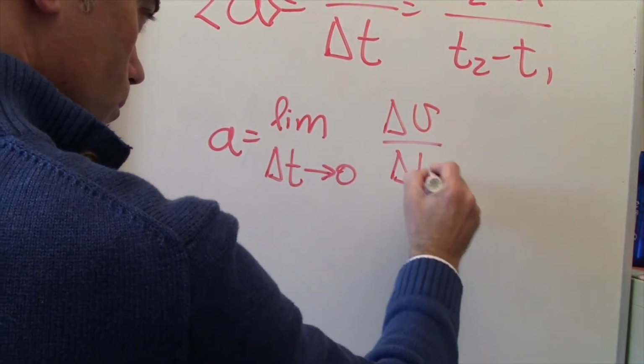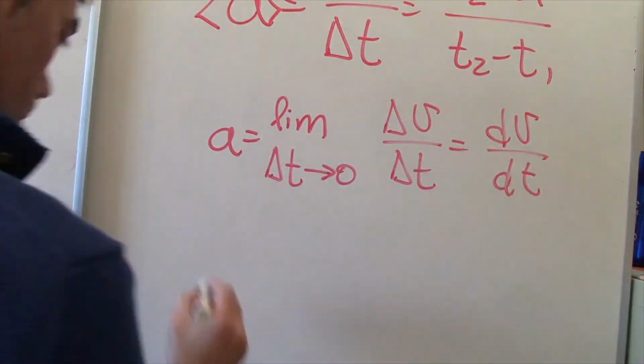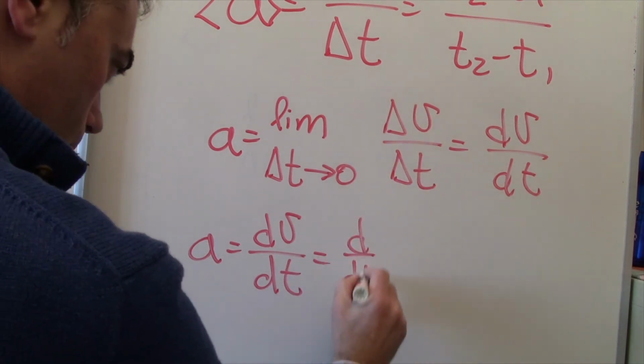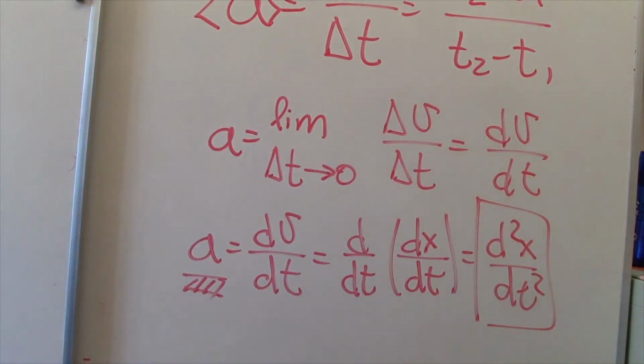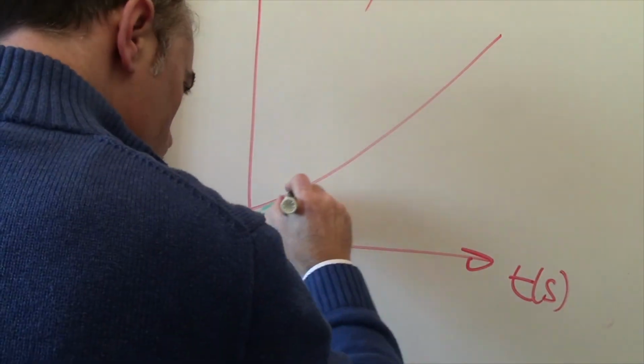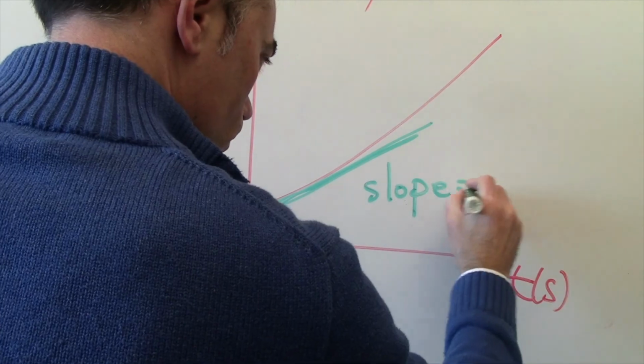Just as with the definition of instantaneous velocity, the instantaneous acceleration is the derivative of the velocity with respect to time, or the second derivative of the position with respect to time. Remember that because the derivative of a graph is its slope, if we plot velocity versus time, the slope is the acceleration.